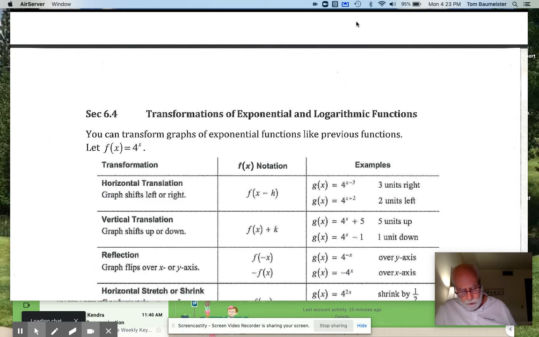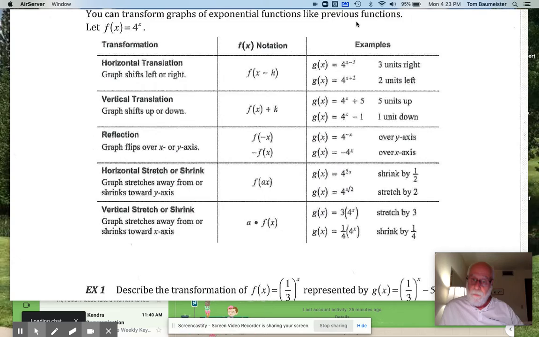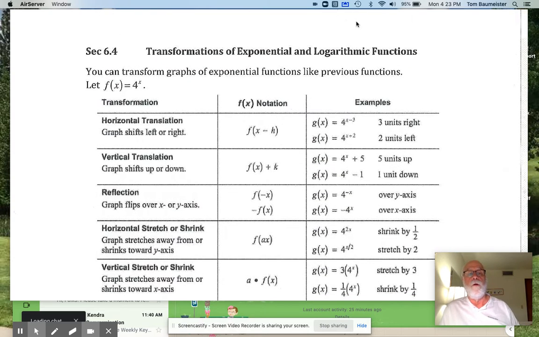All right, section 6.4 is transformation of exponential and logarithmic functions. Remember, today we're going to do transformation of exponential functions, and then tomorrow we'll go ahead and do logarithmic functions. So remember, you can transform graphs of exponential functions just like previous functions, like we did in chapter 5 and chapter 4, all the other ones. We had this same kind of list, ladies and gentlemen, all right?